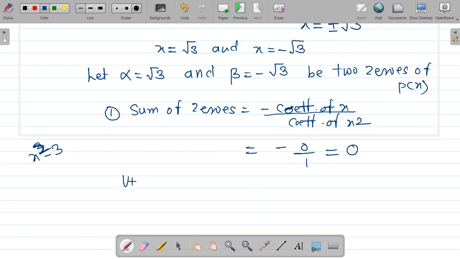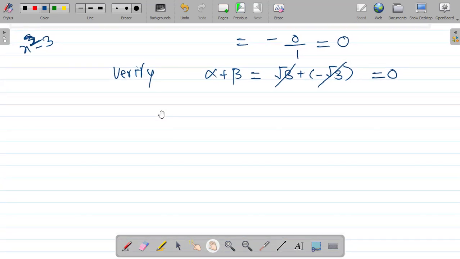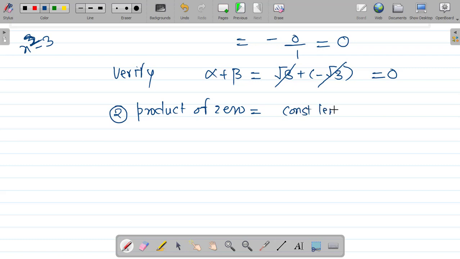So we will verify this. So what is alpha plus beta? Alpha plus beta means under root 3 plus minus under root 3. So this gets cancelled. The answer is 0. That means this relationship is verified. Now what is the second relationship? The second relationship says product of zeros. Product of zeros is what? The relationship is constant term upon coefficient of x square.